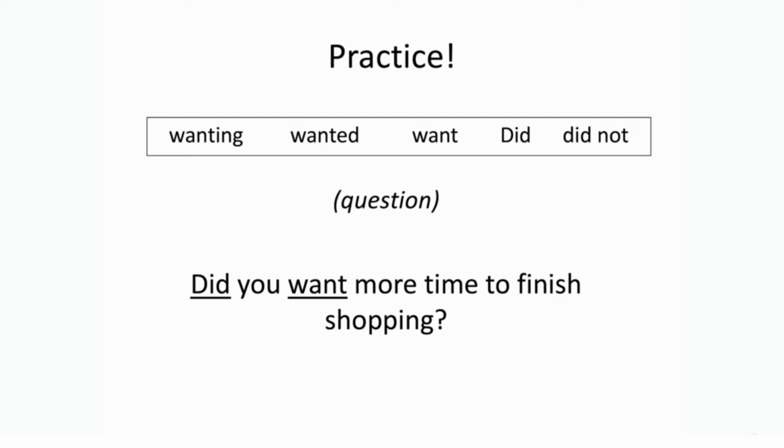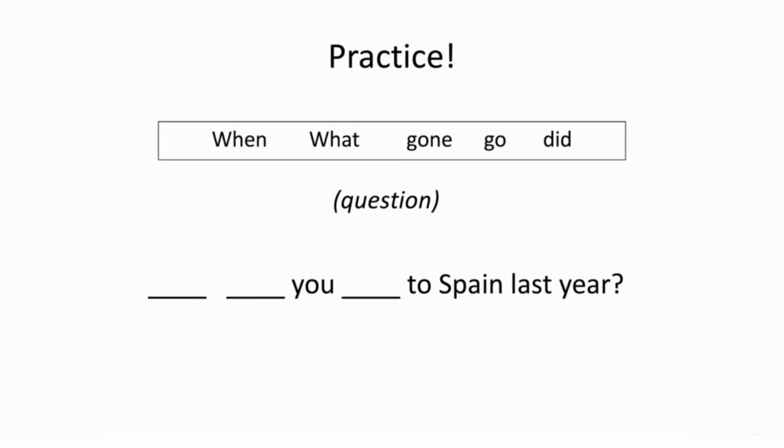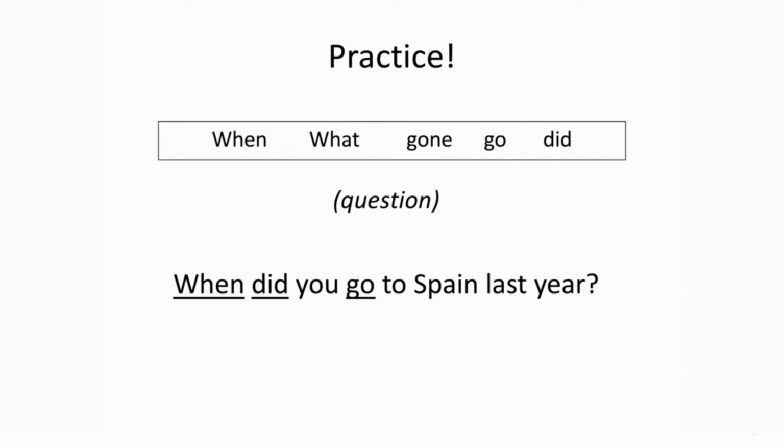Did you want more time to finish shopping? This is a question in the past simple tense. Therefore, we begin the sentence with the auxiliary verb did, and we follow it with the subject, you, and the infinitive form of the verb want. When did you go to Spain last year?